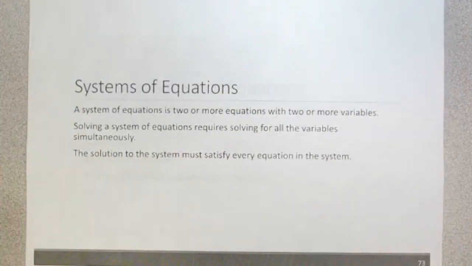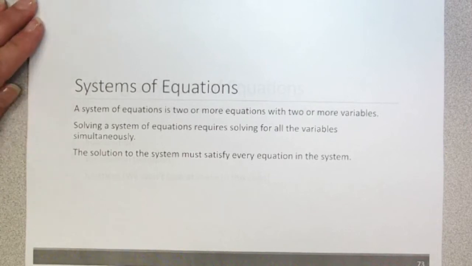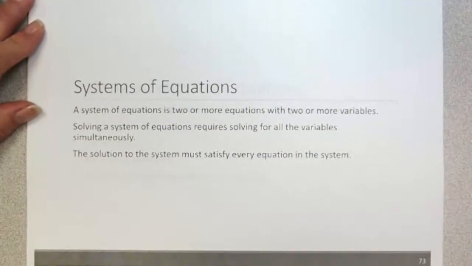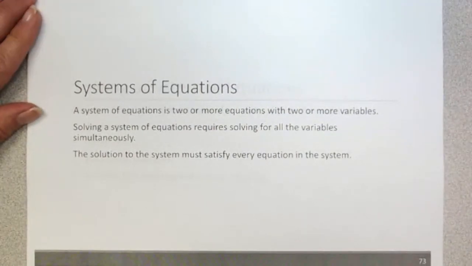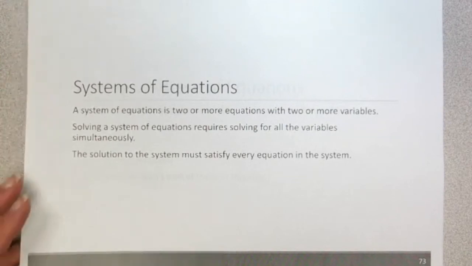All right, we should start at the beginning. What is a system of equations or a linear system of equations? In general, a system of equations is a collection of two or more equations with two or more unknowns or variables. To solve the system of equations, we solve for those variables simultaneously. The solution to the system, of course, is the values for the variables that make all of the equations true. All right, so conceptually, that's what a system of equations is.